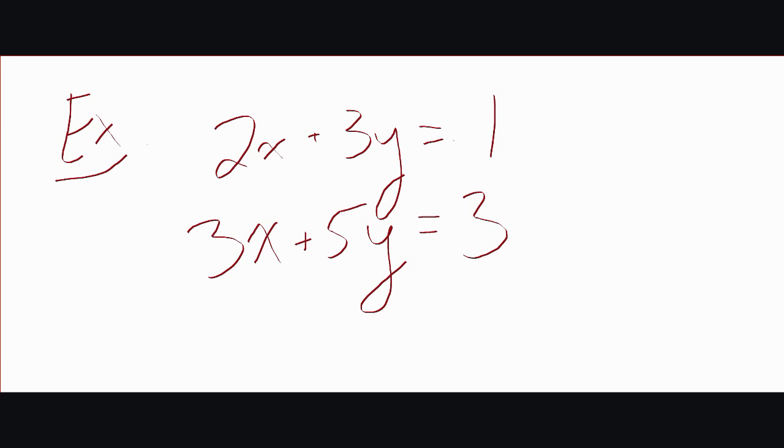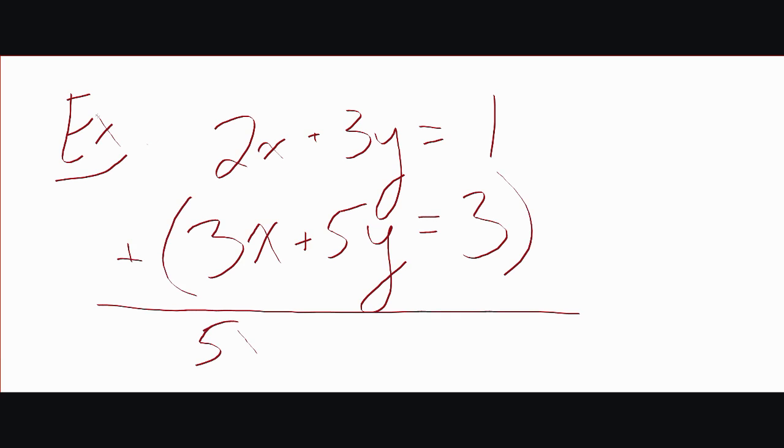So let's try that here, right? If we add these equations together in their current states, what do we have? 2x plus 3x makes 5x, 3y plus 5y makes 8y, and 1 plus 3 makes 4. Well, this is absolutely no good, right? Why is this no good? Well, nothing was eliminated. I just have another equation with two variables, but nothing went away. That's no good to us.